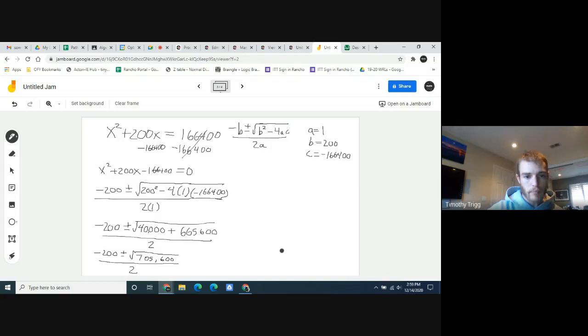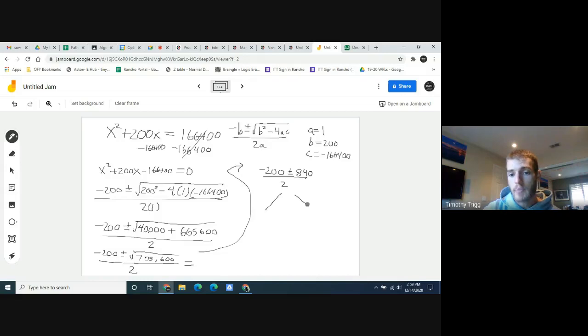There we go. So on our calculators, we could do the square root of 705,600, that's 840. So this becomes negative 200 plus or minus the square root of this, which on our calculator came out to 840, divided by 2. So notice this came out clean, like there's no square root anymore attached.